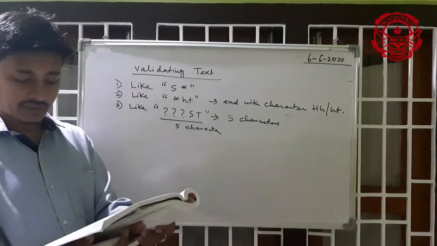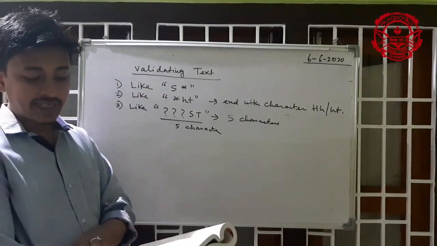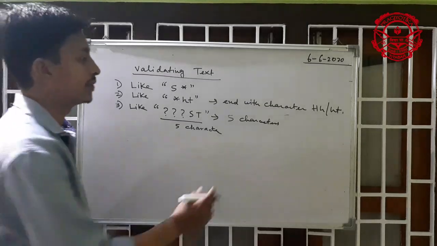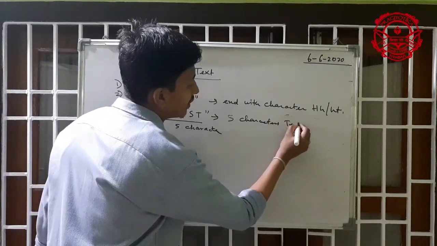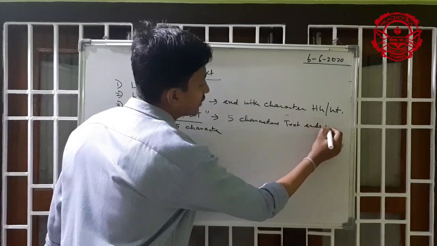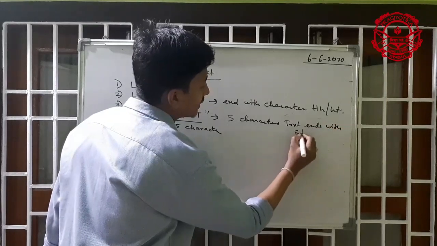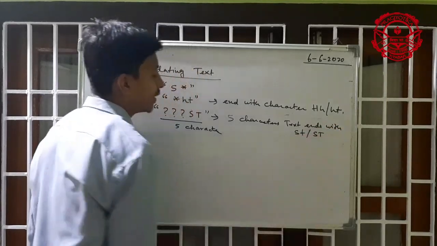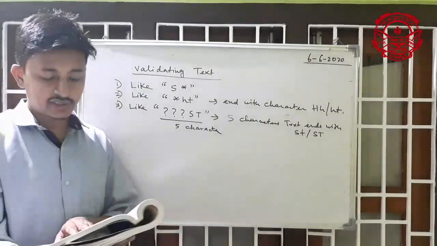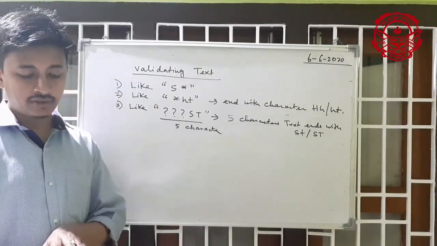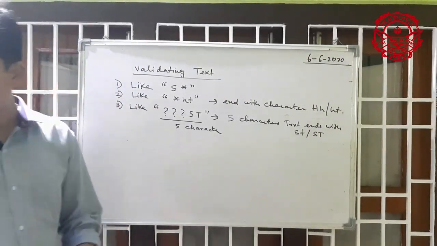But the text ends with st. Okay? So this is the like operator. So next is number 4.